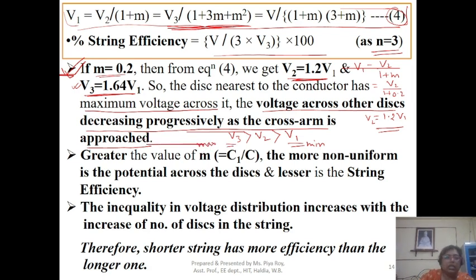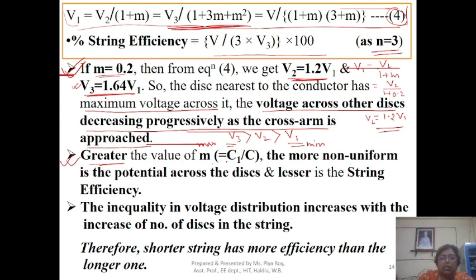Achha. The second point: greater the value of m, that is nothing but C1 by C, the more non-uniform is the potential across the discs and lesser is the string efficiency. Okay, what does it mean?